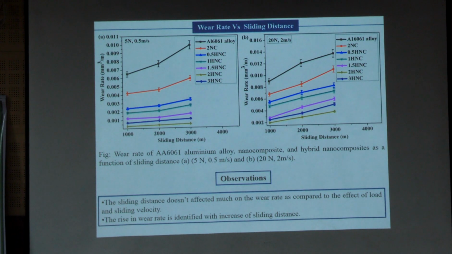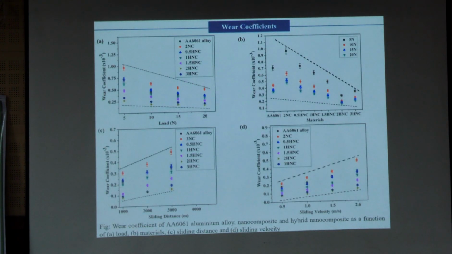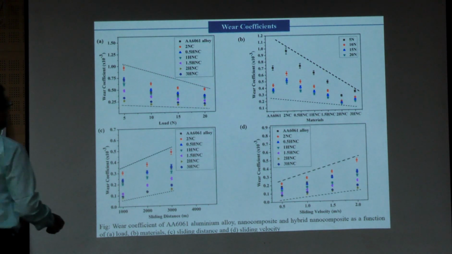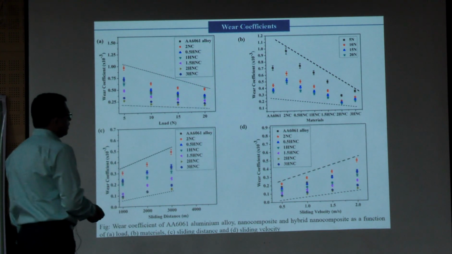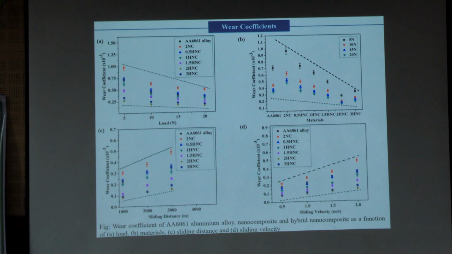If you see the wear coefficient, again the wear coefficient is reducing. This is with respect to the load, this is for the material, and this is for the sliding distance and sliding velocity. So when you take the material, the wear coefficient is reducing, and that's why we require less wear coefficient. So we are going to fix on 2 weight percentage of SiC and 2 weight percentage of graphite, which may be a better combination for this particular case study, not all conditions.